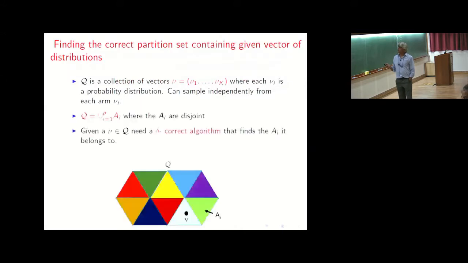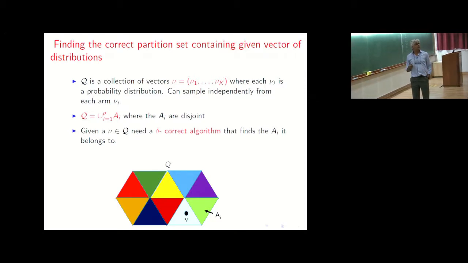Okay, so this is the problem. We are given a collection of k vectors. These are all probability distributions. We don't know these probability distributions. You can call them arms, but we can sample from each one of them. And for the most part, 2 arms should suffice. So we can sample from this, and then we have this universe of these vectors of distributions. And the universe is finitely partitioned, i equals 1 to p.